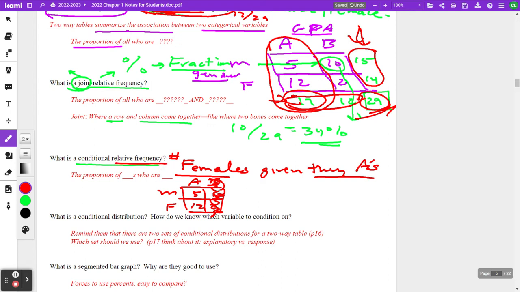So now we want the number of females given that they got A's, and we want it as a relative frequency. So that means it's 12 out of the column total, which is 17. And so then that would be a percentage, which again is about 67% ish in there somewhere. That's what I'm thinking. 67%. So that's the idea between relative, so conditional frequency.